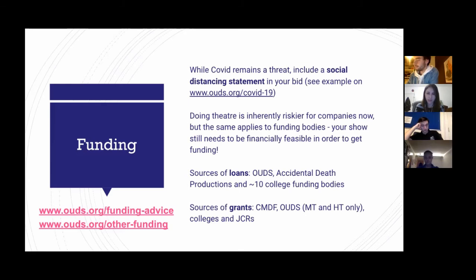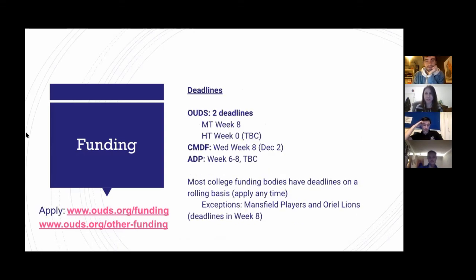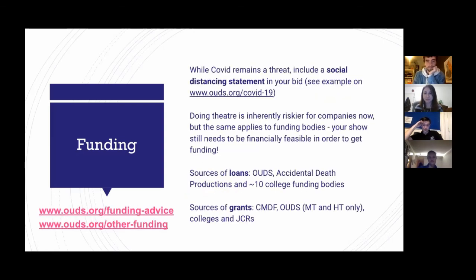Where to get funding from? Obviously, OUDS is the main funding body. Accidental Death Productions is a production company which almost always will fund Oxford shows. They're really great. And there are approximately 10, 15 college-based funding bodies. There is a list of them on the link on the slide. And in terms of grants, that is funding which you don't need to return. The main one is the Cameron Mackintosh Drama Fund, which is administered mostly by John, but also by a team behind John, but it's mostly John. Next term, OUDS will also be providing very tiny grants, and please ask your JCR for money because they have nothing to spend money on right now, and they will probably want to fund you if you can prove that your show is safe again, that is.